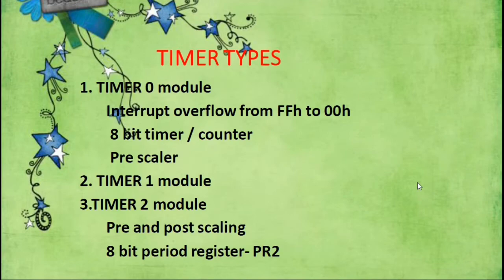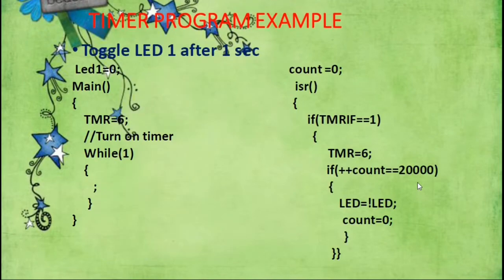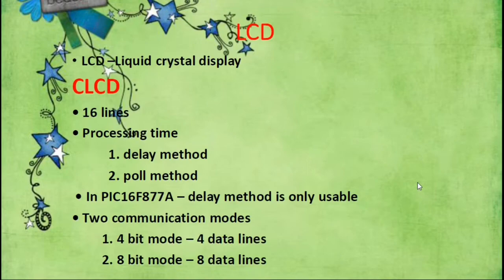Now we are going to see timer types. Timer 0 module: interrupt on overflow from FFH to 00H, 8-bit timer, counter, pre-scaler. Timer 1 module. Timer 2 module: pre and post scaling, 8-bit period register, PR2. Now we are going to see the timer program examples. These are the examples.